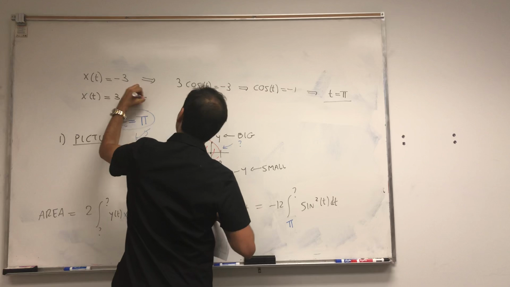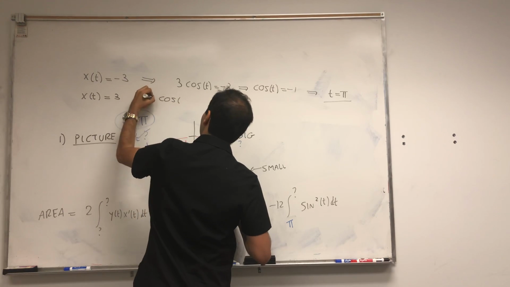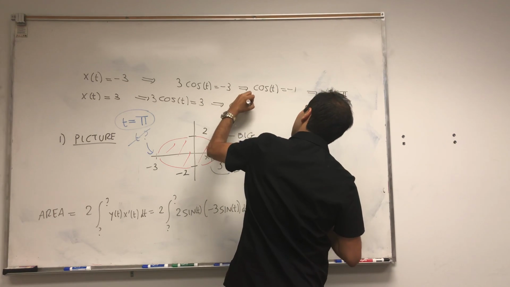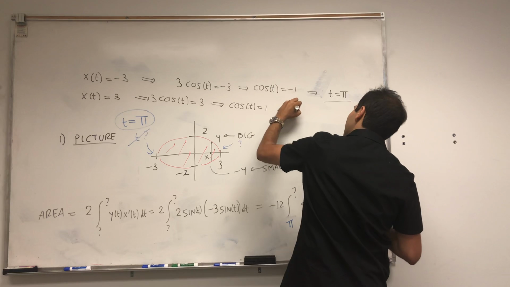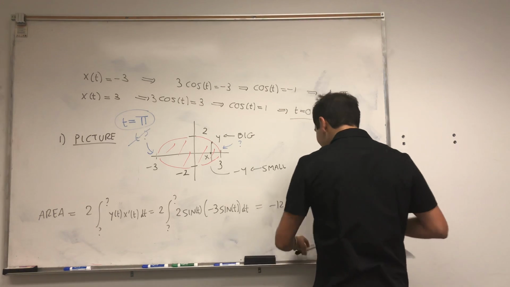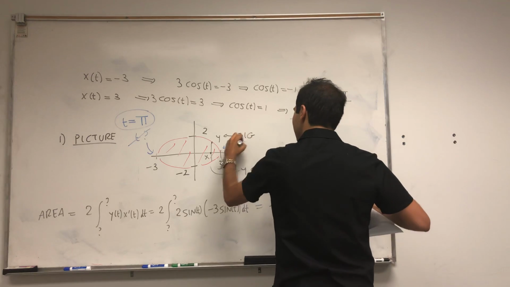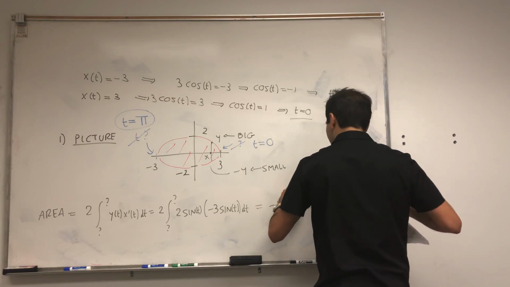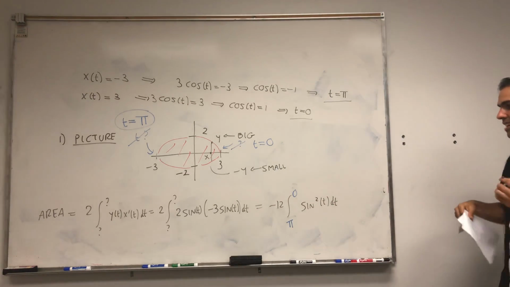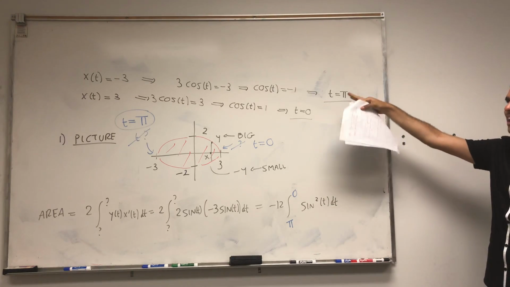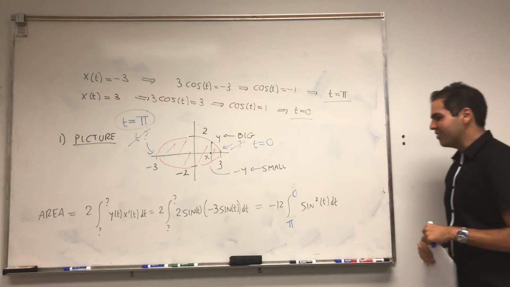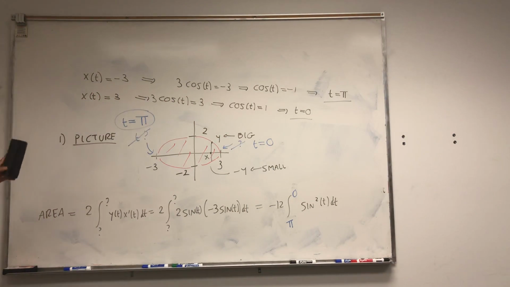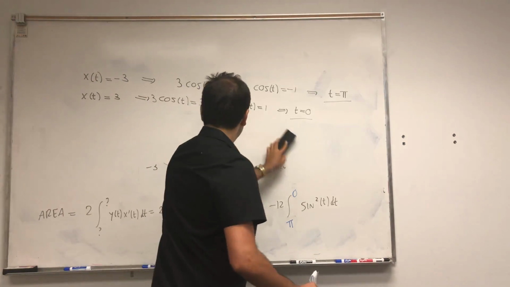Okay, that's for the first one, and now let's do it with 3. x of t equals 3. That means 3 cosine of t is 3. So cosine of t is 1. So t equals 0. And so the right point corresponds to t equals 0, and so the upper limit becomes 0. And that's why I think it's better to do this minus 3 and 3 business instead of y equals 0. But that's wonderful, because now we actually have our integral, and we can finally erase the picture.